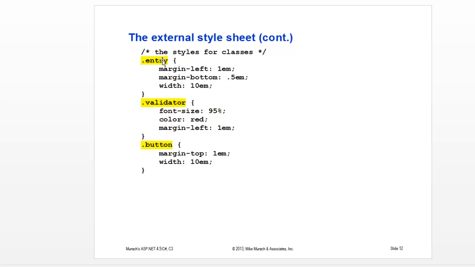Now down here you'll notice there's a period in front of these. These are class selectors. These wouldn't necessarily apply to every type of element in an HTML document. These just apply to elements that have, say, entry or validator or button set as the class for those particular elements in the HTML document. We'll see how that looks in a little bit. You actually set the CSS class attribute in the window in Visual Studio, so that when it generates the page, it'll create a class attribute and set it to things like entry, validator, and button.